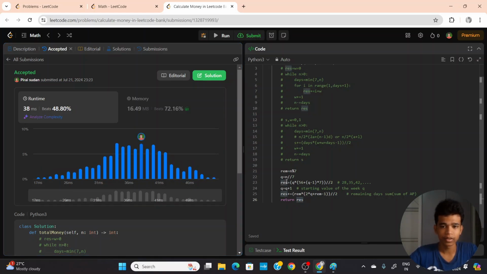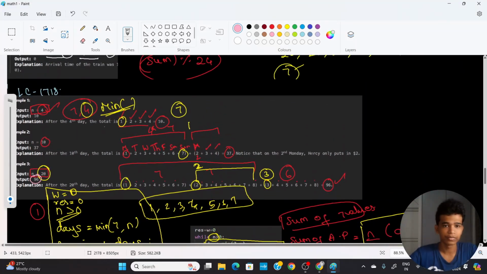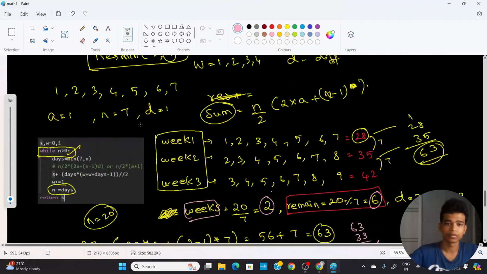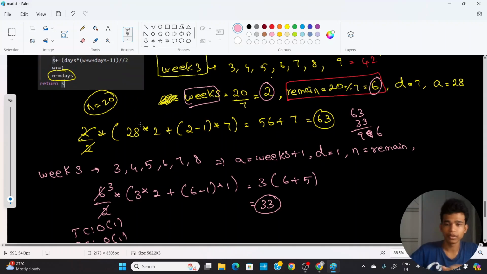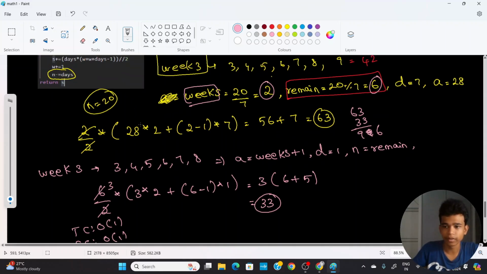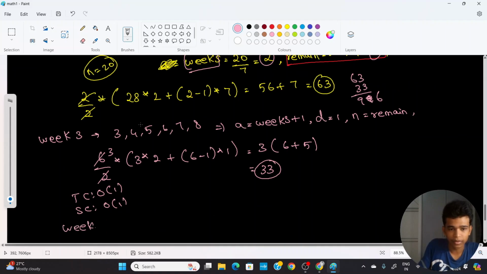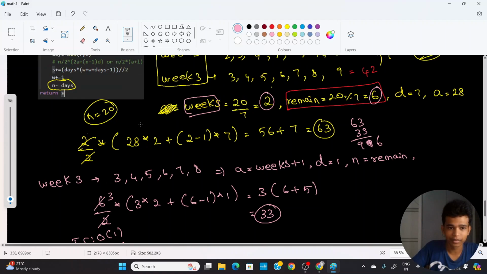You may ask whether this works for all cases. Let me also solve for this first case. It is 4, right? Let me solve. First of all, what are we going to take? The number of complete weeks, which is n by 7. n is 4. 4 by 7 is what? 0. So if I put it in this formula, it will be 0 by 2 into something, so 0 into something will be 0. So this value becomes 0.